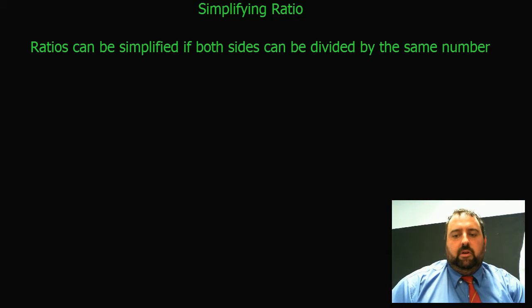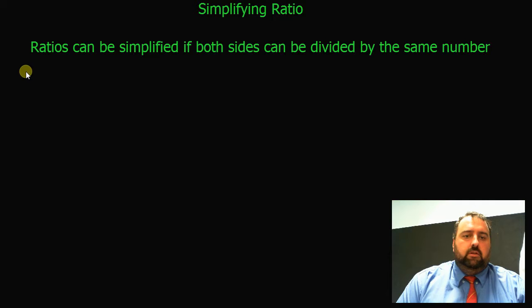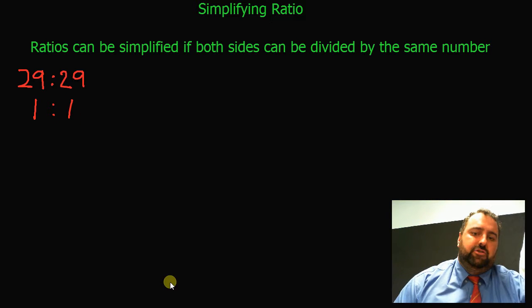Okay guys, so next we're going to talk about how to simplify ratios. So the idea of this, now I'm going to write this part in red because we don't have to copy it down. The idea of this is that what we were talking about today, so we had 29 desks and 29 chairs. That is essentially the same as one desk for every one chair.